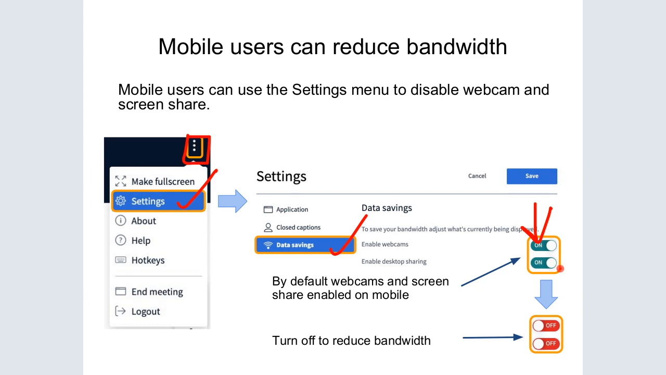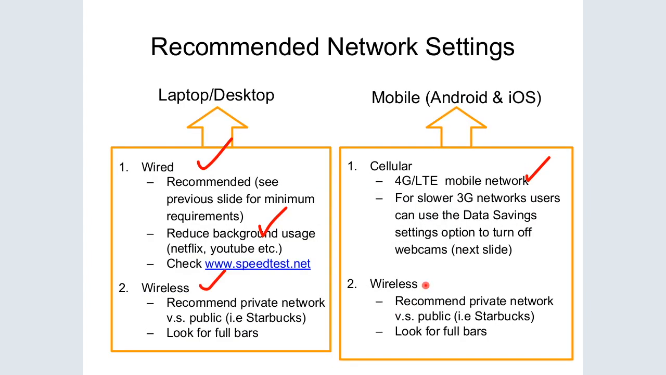So this is the default. If they turn it off, it will reduce the overall bandwidth required, and it restricts the incoming webcam and desktop sharing streams. It is important to note that this is a per user setting. They each individually will have to apply it and save it. It does not affect all of the users. So if I, as the moderator, go in and turn these settings off, they do not affect other users in the session. For wireless, again, we still recommend a private network versus a public network, and if it's public, making sure that it's not being throttled.